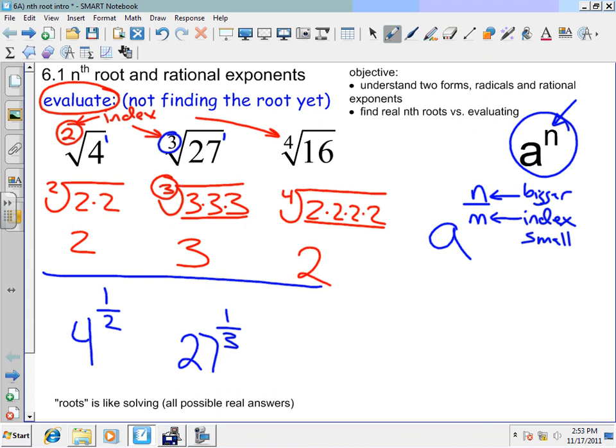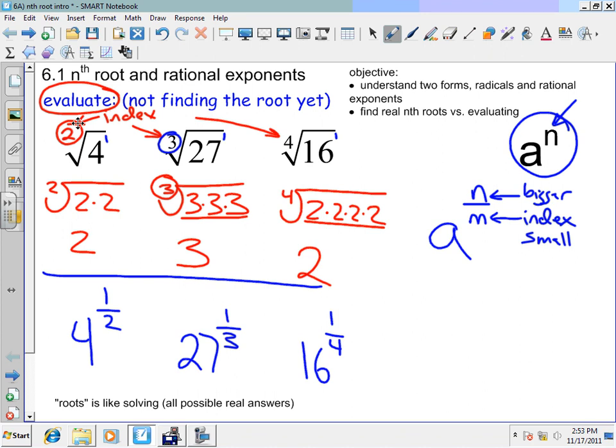The fourth root of 16: 16 is your base, and there's only 1/16 raised to the first power, and we have the fourth root, so the 4 is the index. Let me show you one other thing, kind of tying this together.